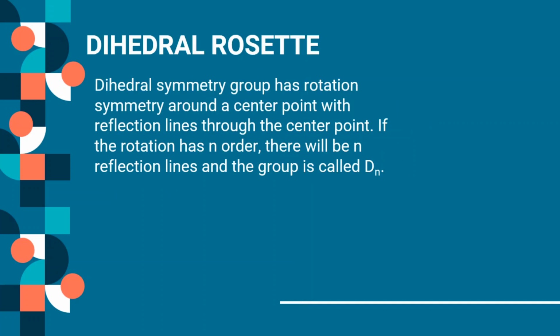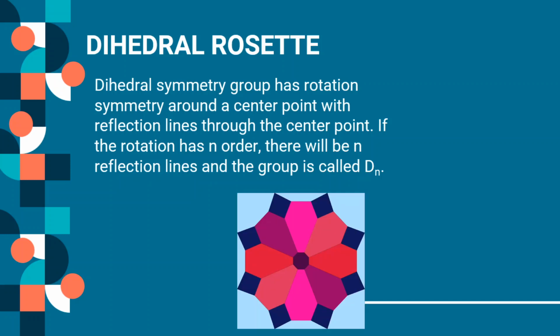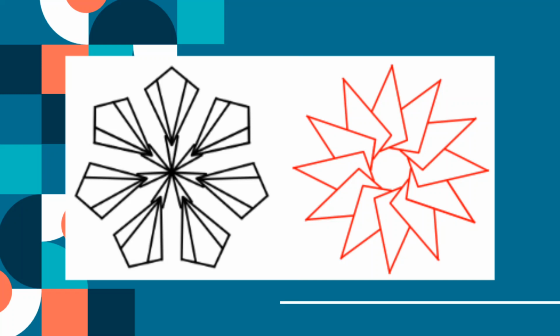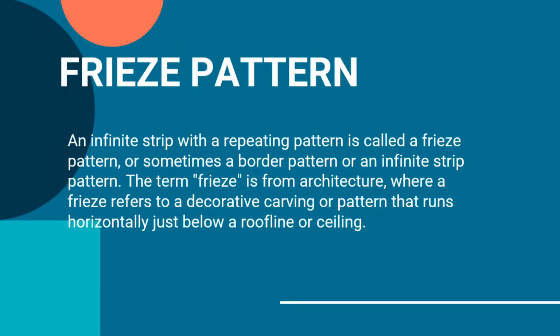Dihedral symmetry group has rotation symmetry around a center point with reflection lines through the center point. If the rotation has n order, there will be n reflection lines and the group is called D sub n. For this example, we have 8 orders of reflection lines. The group is D sub 8. The difference between cyclic and dihedral rosette patterns is that dihedral has reflection lines in every order, while cyclic does not.